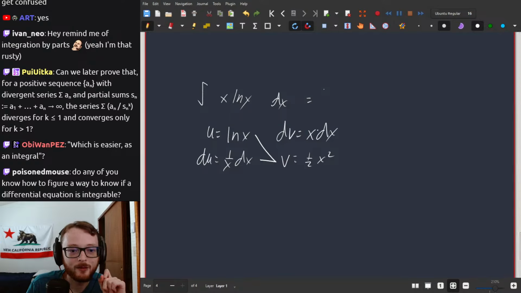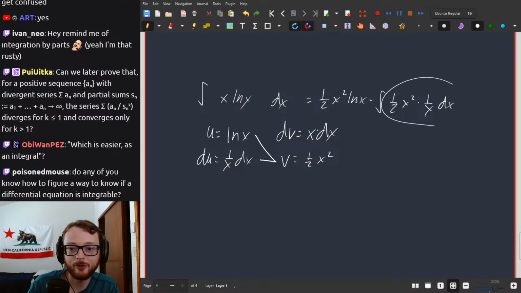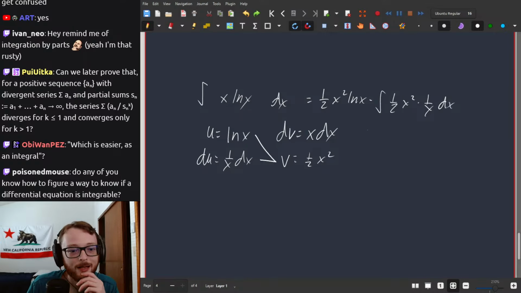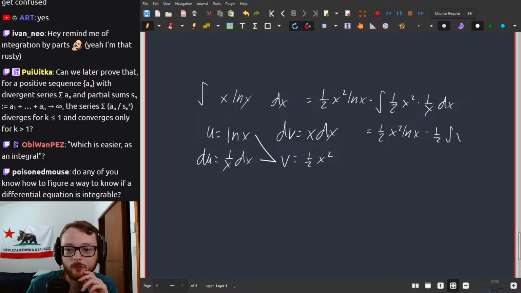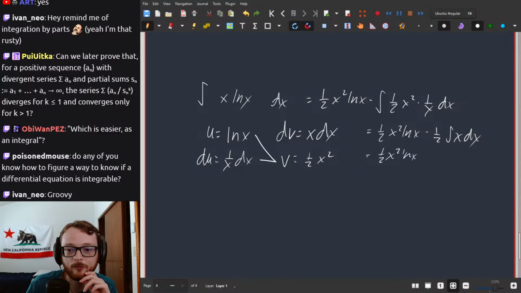So uv is 1/2 x squared ln x minus integral v du. 1/2 x squared times 1 over x dx. And now this integral is way easier. Minus 1/2 integral of x dx. So we get 1/2 x squared ln x minus 1/4 x squared plus c.